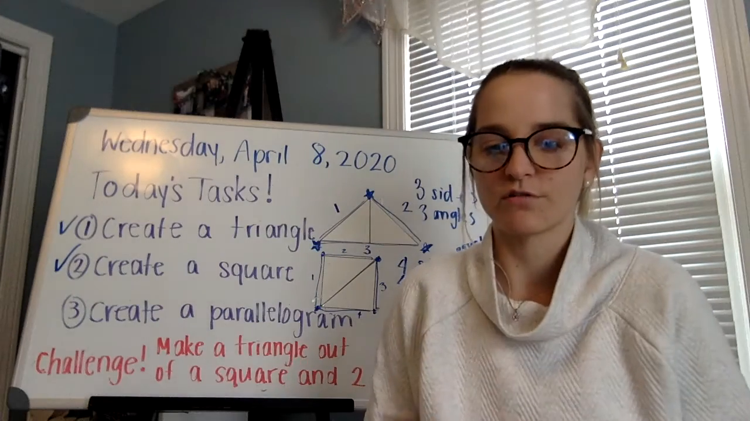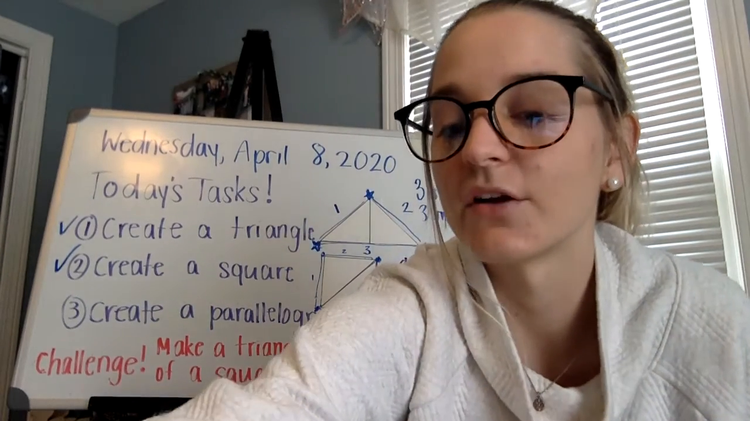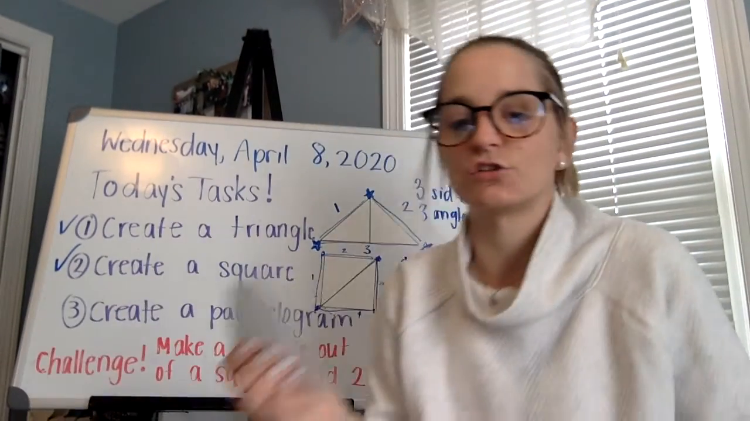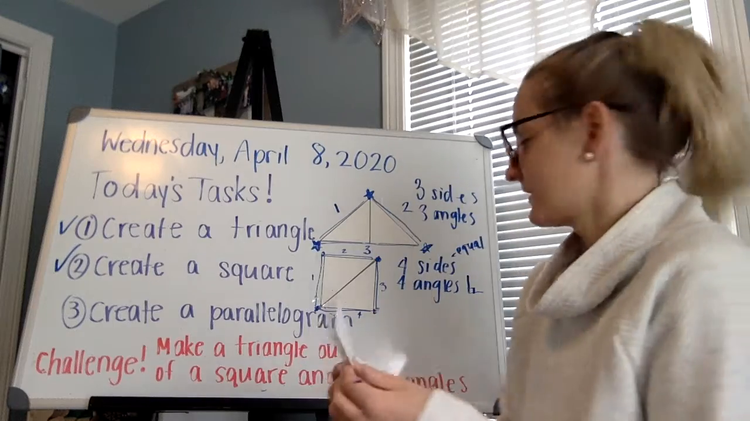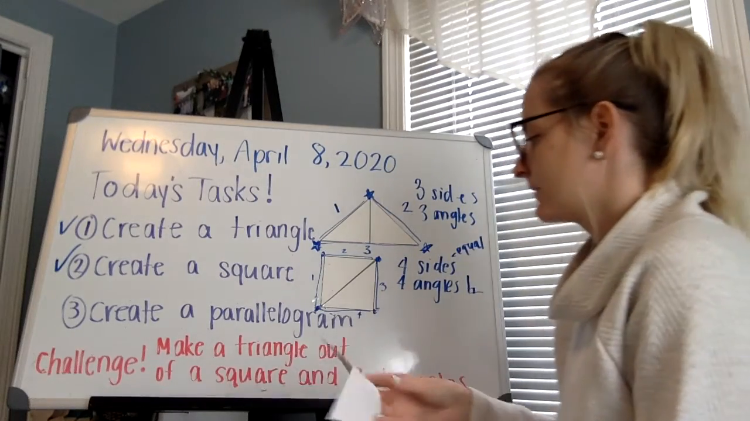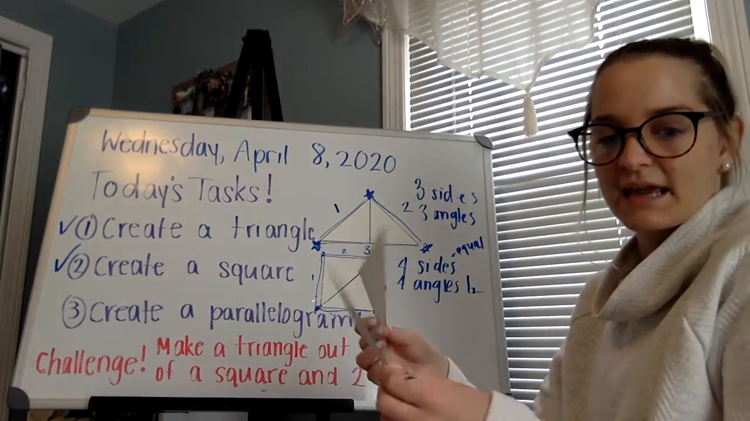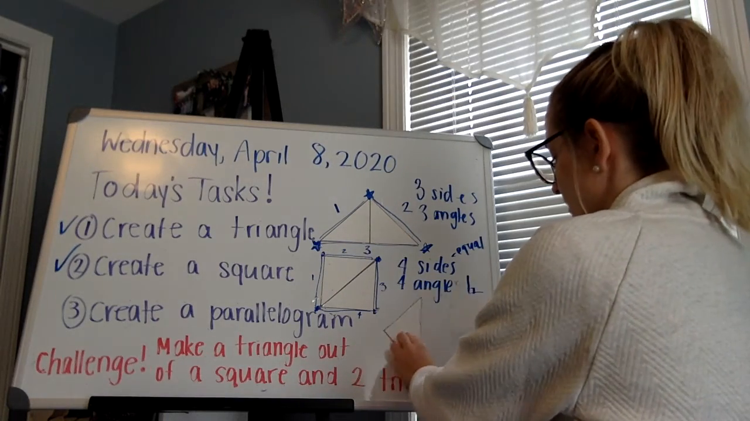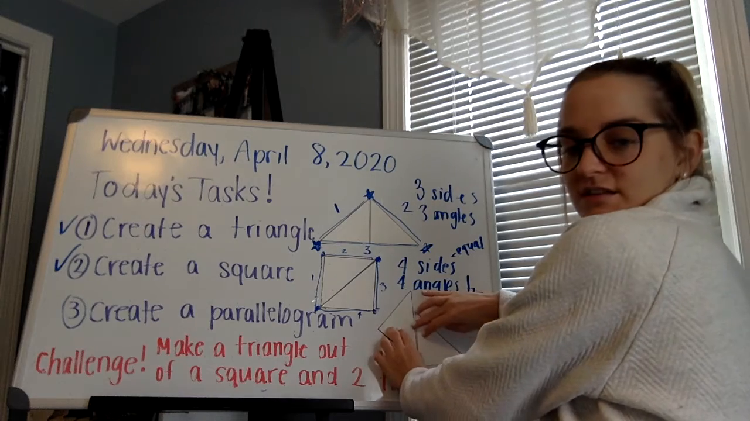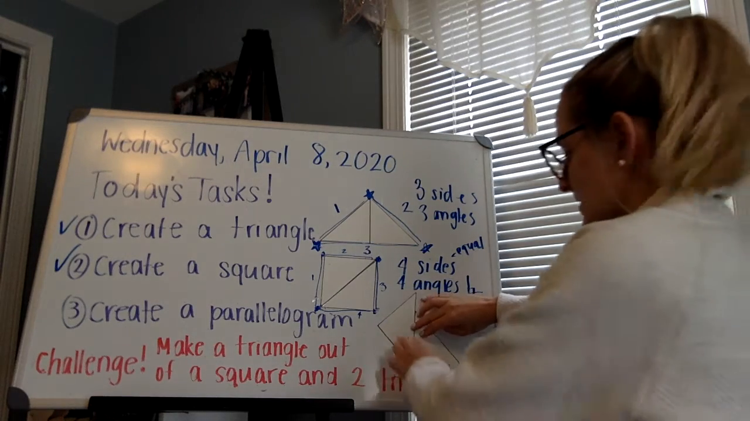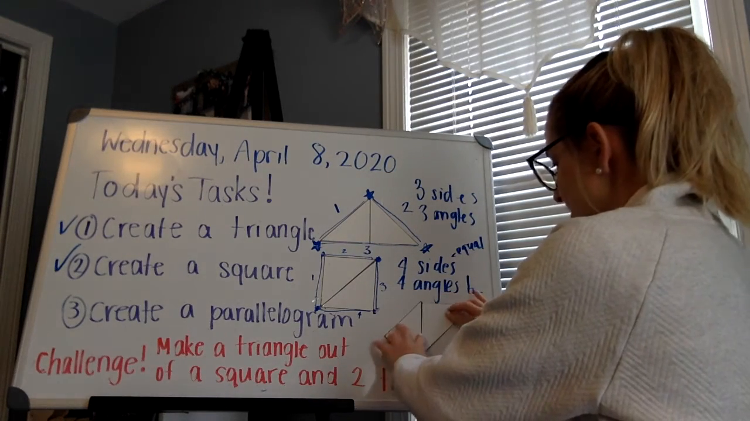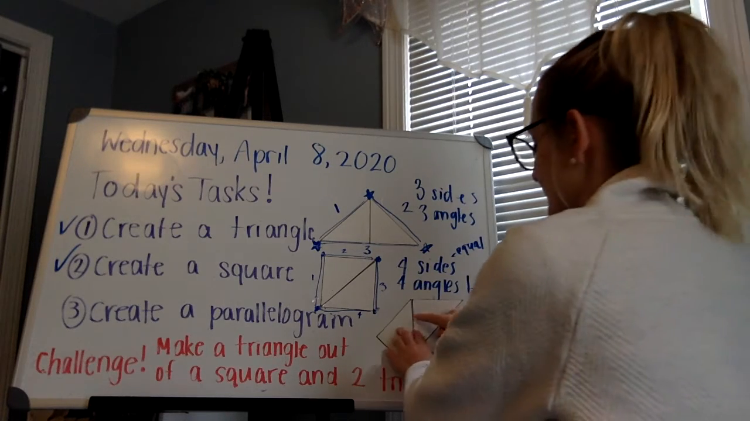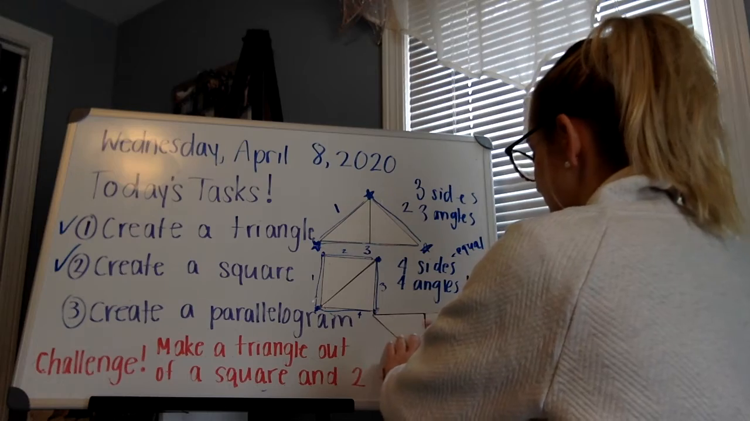Now let's do our third task, create a parallelogram. Let's take these last 2 squares and let's try to find out a way to put them together to make a parallelogram. This one seems like it's going to be hard. I'm going to try this first. That doesn't work. I'm going to try this. That doesn't work.